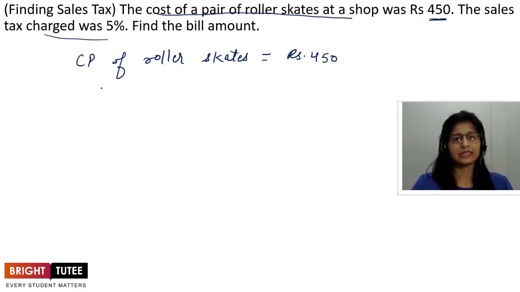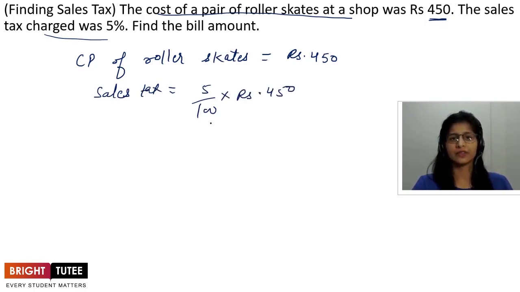So we will calculate the sales tax. Sales tax is 5% of rupees 450. Actually that is the cost, so we can say the selling price. For us it is the cost price, for the shopkeeper it is the selling price. So I am writing selling price because sales tax is always on selling price. So it is 450, so we'll cancel it, right? So how much do we get? 5 ones are 5, 5 twos are 10, so we get 45 upon 2. So how much will it be? It will be rupees 22.5.